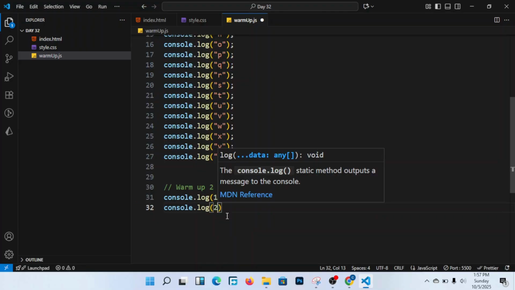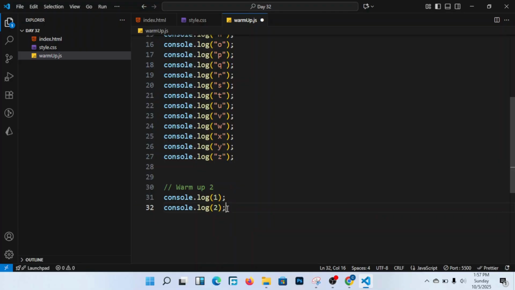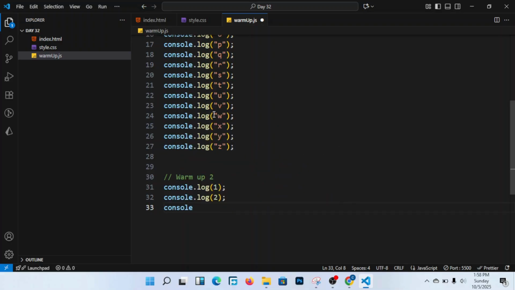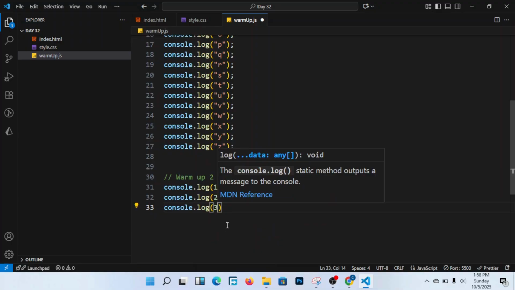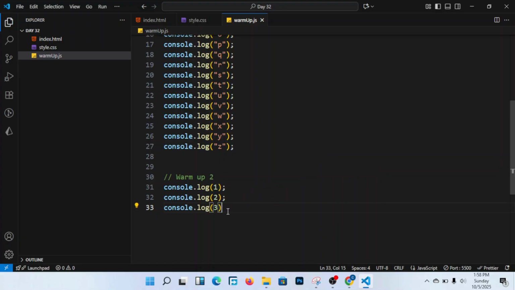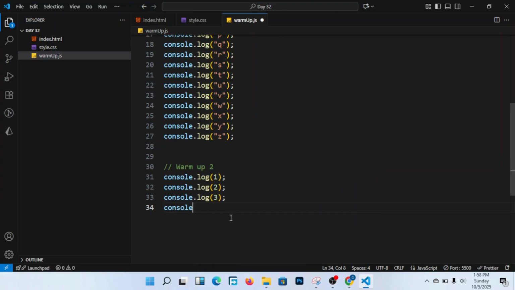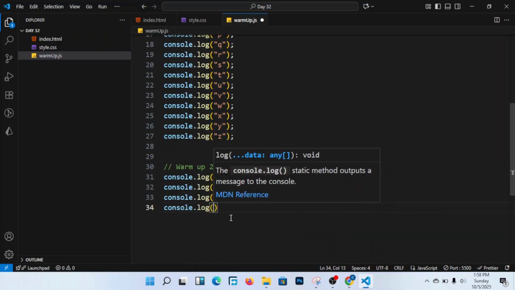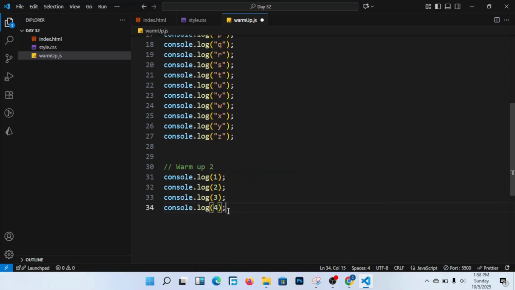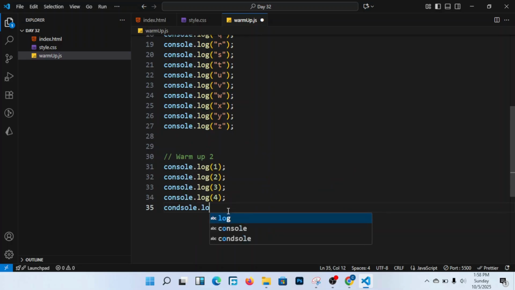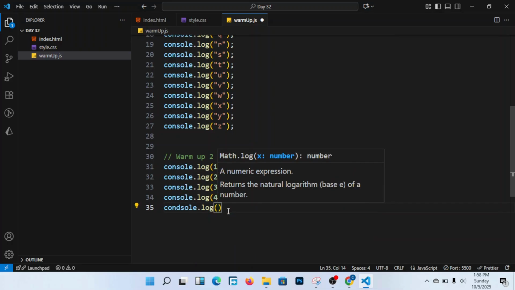Also console.log 2, okay? We are going up to 50. Very fast, it's just a warm-up. Also console.log 3, okay? Also console.log 4. Okay? Console.log 5, okay?